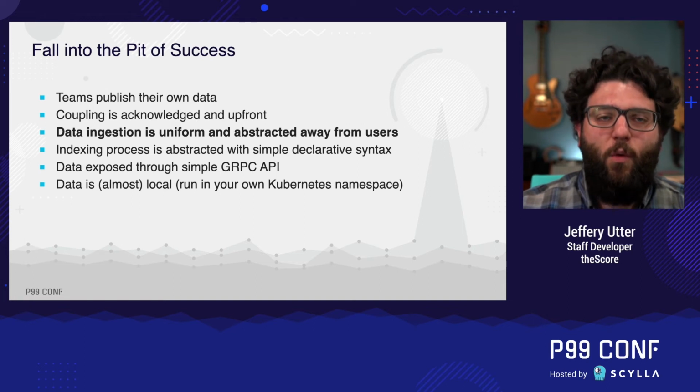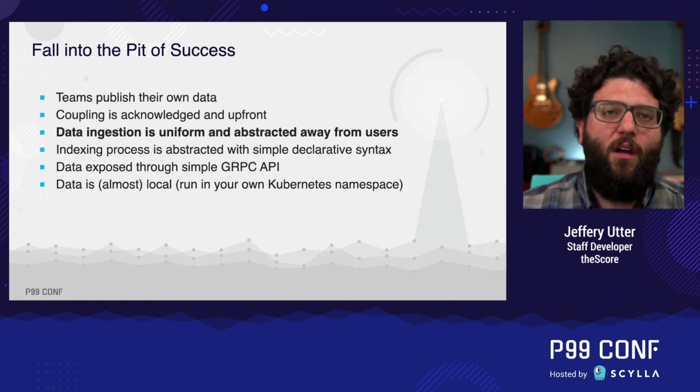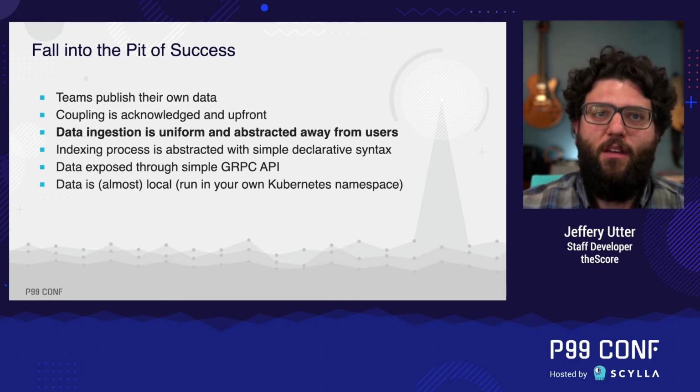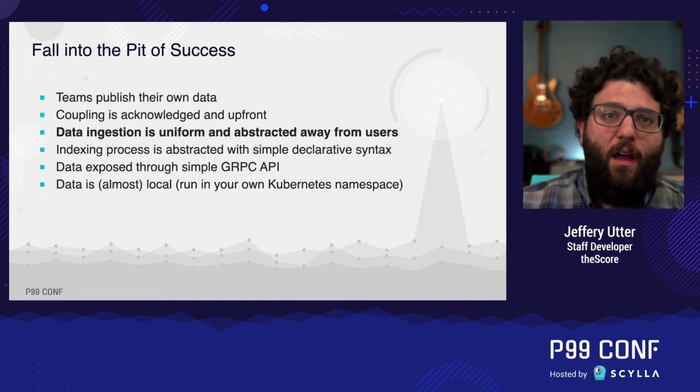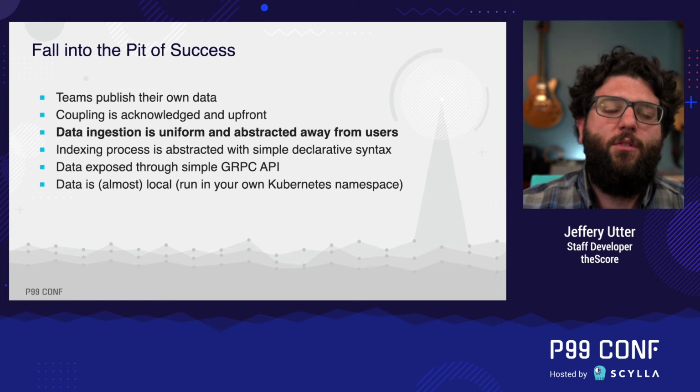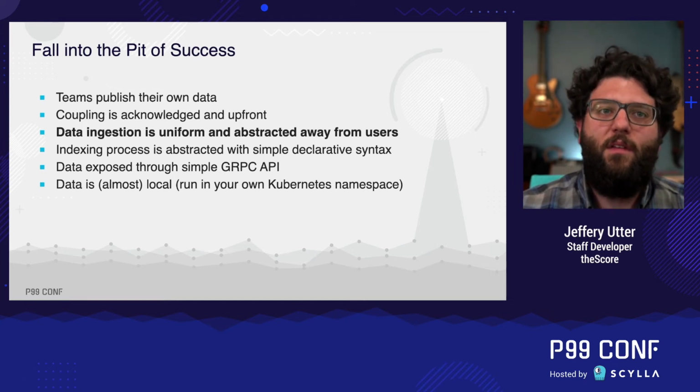And here's the one trade-off we're making: the data is no longer local to your application. It's not all in your database and you can't join on it like you can in Postgres or something like that. You have to make a small hop, but we're going to bring that data as close to our users as possible. We want it running in the same cluster and even the same namespace next to the services that are using the data.